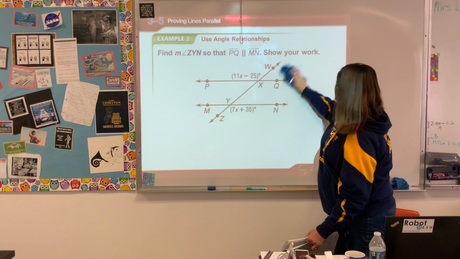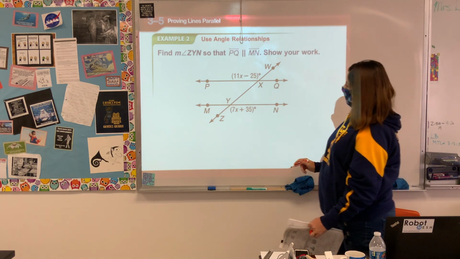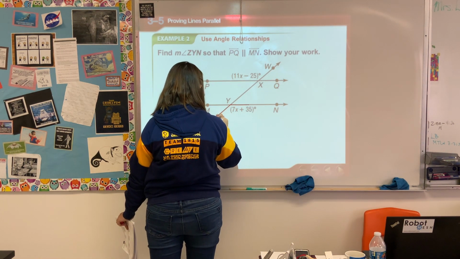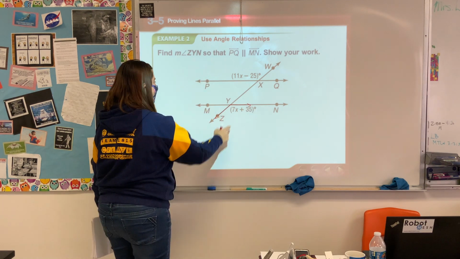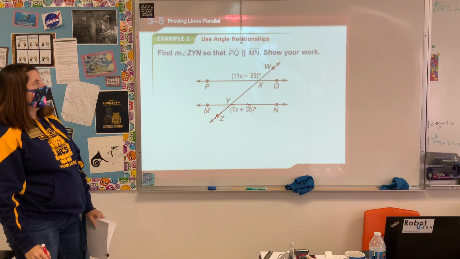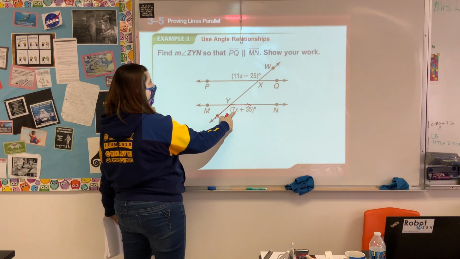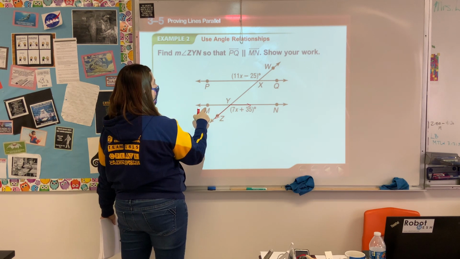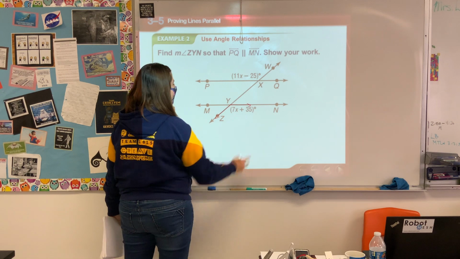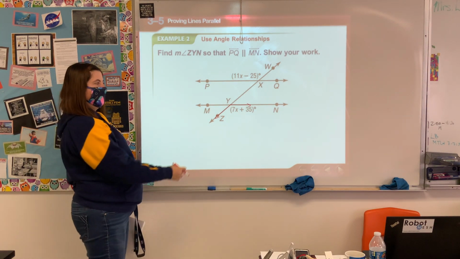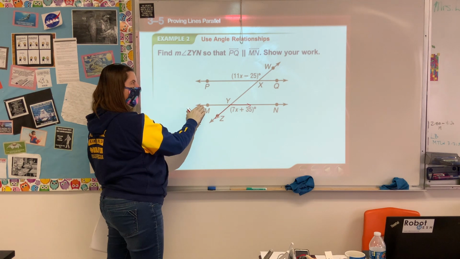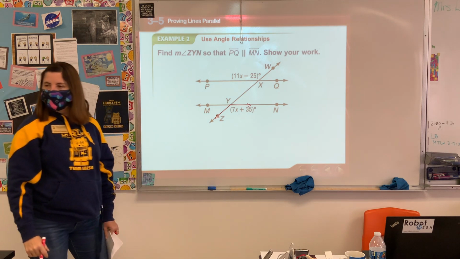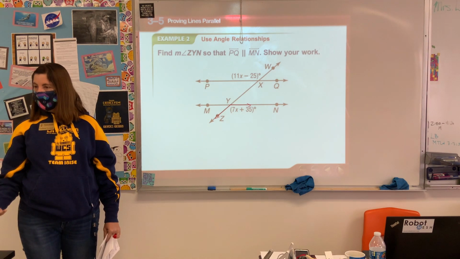Find the measure of angle ZYN. Let's see what that is. They want us to determine this angle right here, ZYN. We need to determine what this is to prove that PQ and MN are parallel. For these two lines to be parallel, these alternate exterior angles need to be congruent, the same measure.